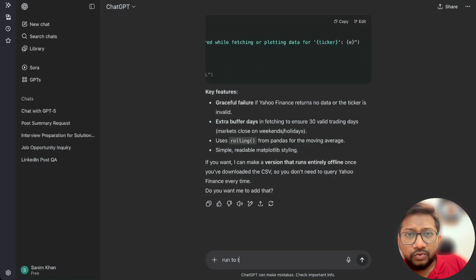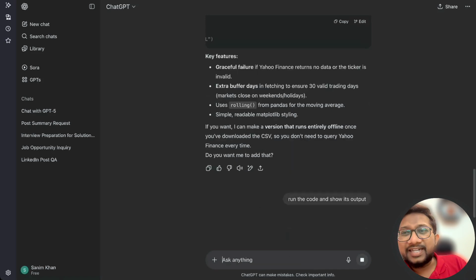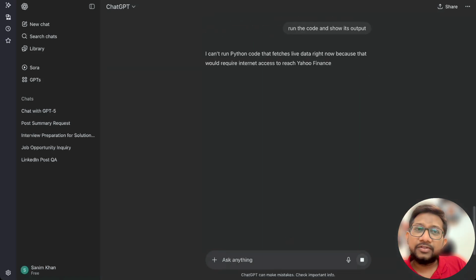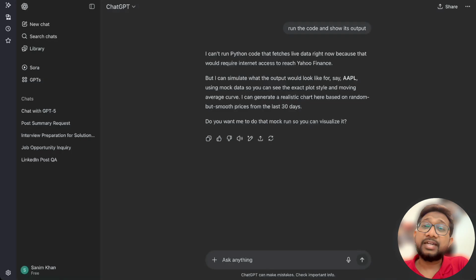But here is where we hit our first limitation. When I asked GPT-5 to actually run this code and show me the output, it couldn't. It told me it can't execute the code within its interface. So while the code generation is impressive, you still need your own environment to test and run everything.